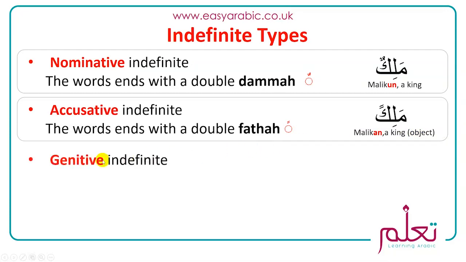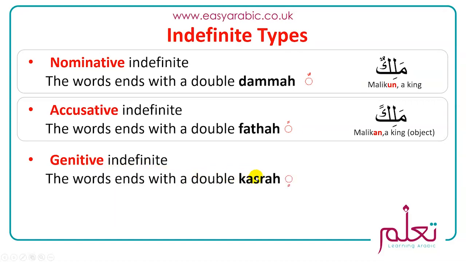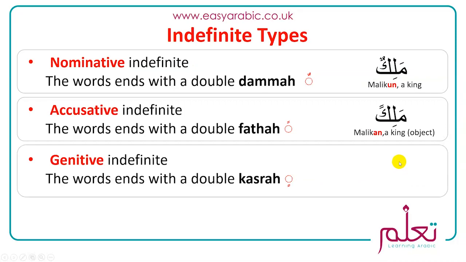And then the last one is what we call genitive indefinite. And this one ends with a double kasra. If we look at an example of that, we've got malikin. So the n gets added to the end of the short vowel. So u becomes un, a becomes an, and i becomes in. Malikin. So then it is referred to as a king's throne, or something of a king.